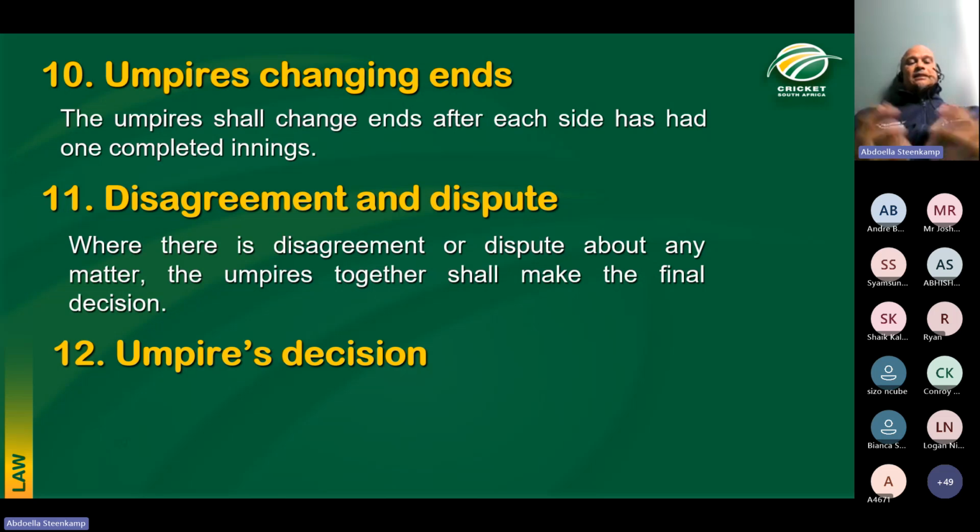So when there is a disagreement or a dispute, umpires get together, discuss the disagreement or dispute, make a decision, and that decision is then final.